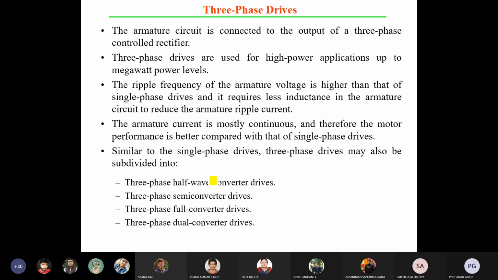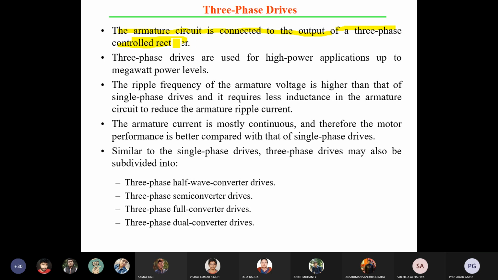Okay, at the end of the day, some person needs to control that drive. If some problem occurs at their end, it is quite difficult to handle. So the armature circuit, what are the important points? The armature circuit is connected to the output of a three phase controlled rectifier.